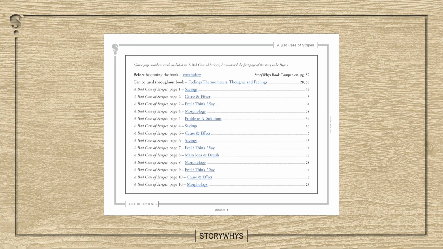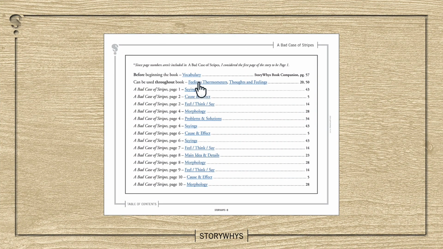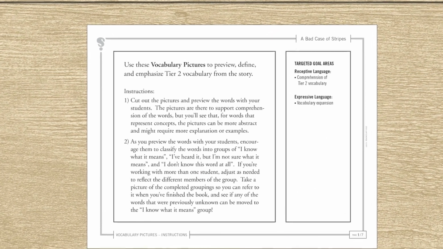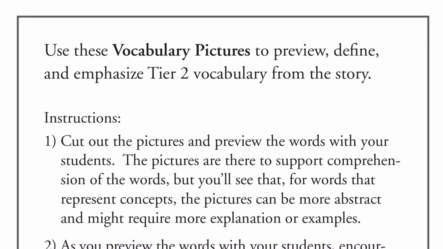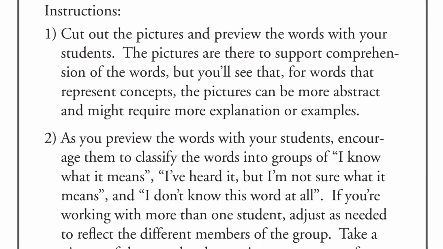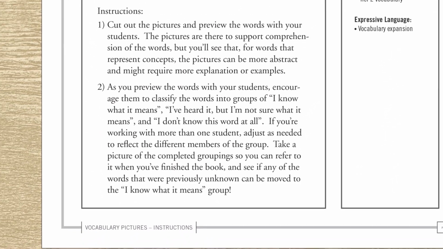The word vocabulary is a hyperlink, and it will bring you to the first page of the vocabulary section. As an alternative, you can use the StoryWhys book companion page number, which in this case is 57. You can read the instructions provided on that page if needed, and then you'll access the actual vocabulary sheets following the instructions page. You can then print these vocabulary sheets.